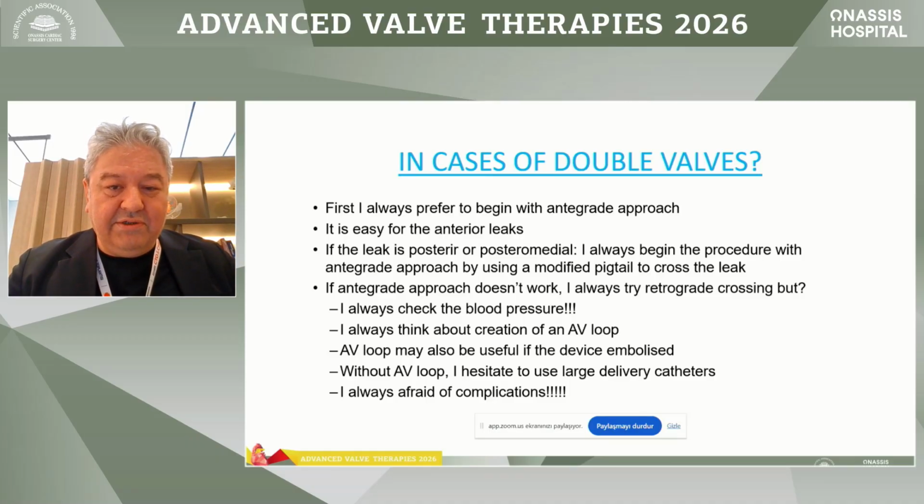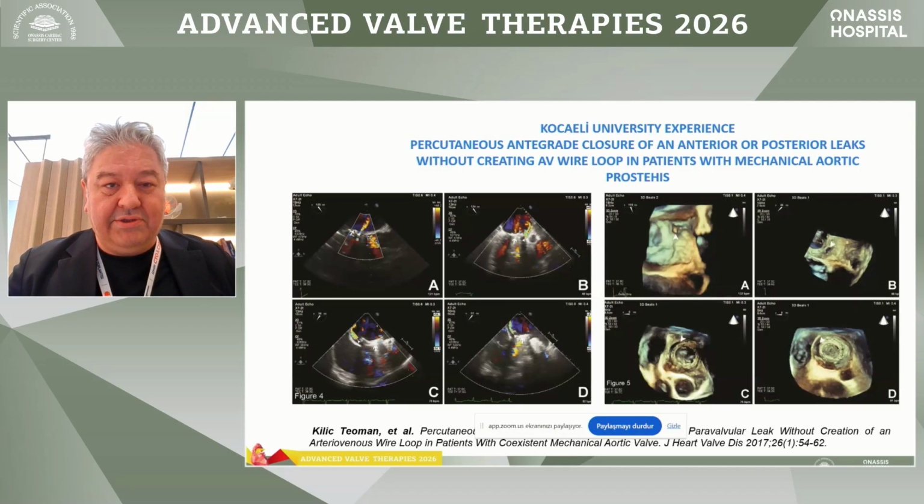If the antegrade approach doesn't work, I try retrograde crossing, but I always check the blood pressure and think about creation of an arteriovenous wire loop. An AV wire loop may also be useful if the device embolizes. Without an AV loop, I hesitate to use large delivery catheters, and I am always afraid of complications.